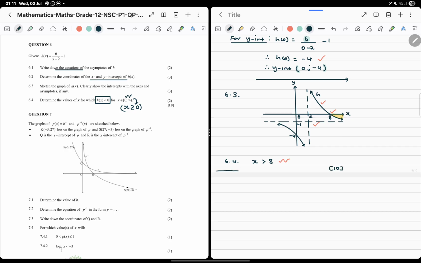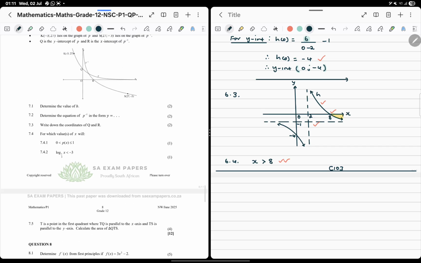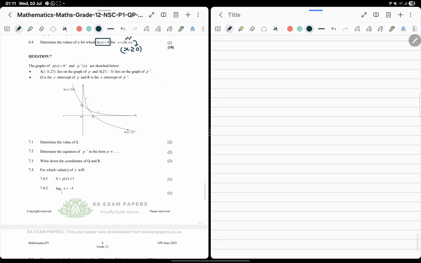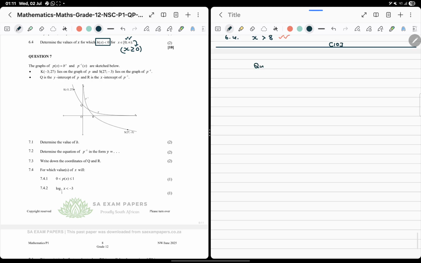Okay. So this looks nice and easy. Not too complex. Okay guys, so can you see? When you know, you know. When you don't, it becomes painful. So let's take down this question 7.